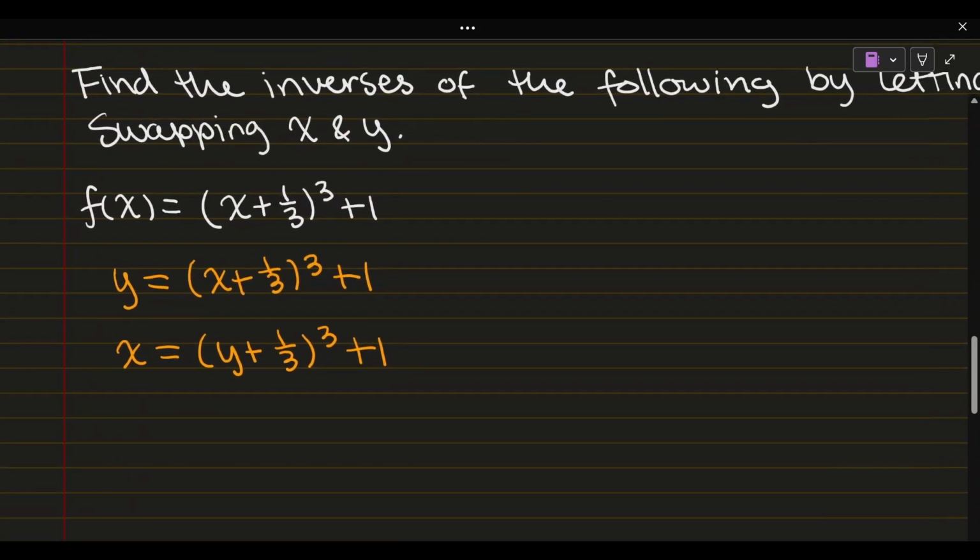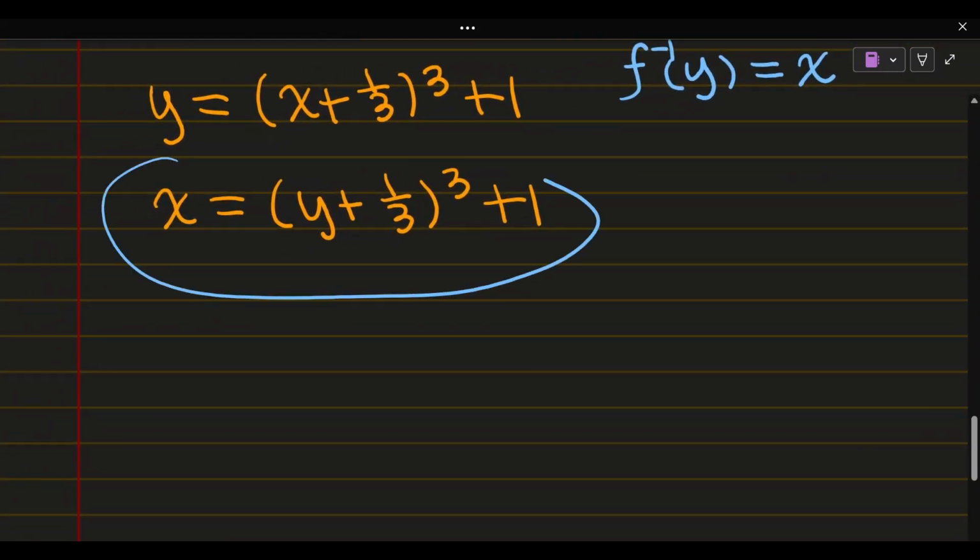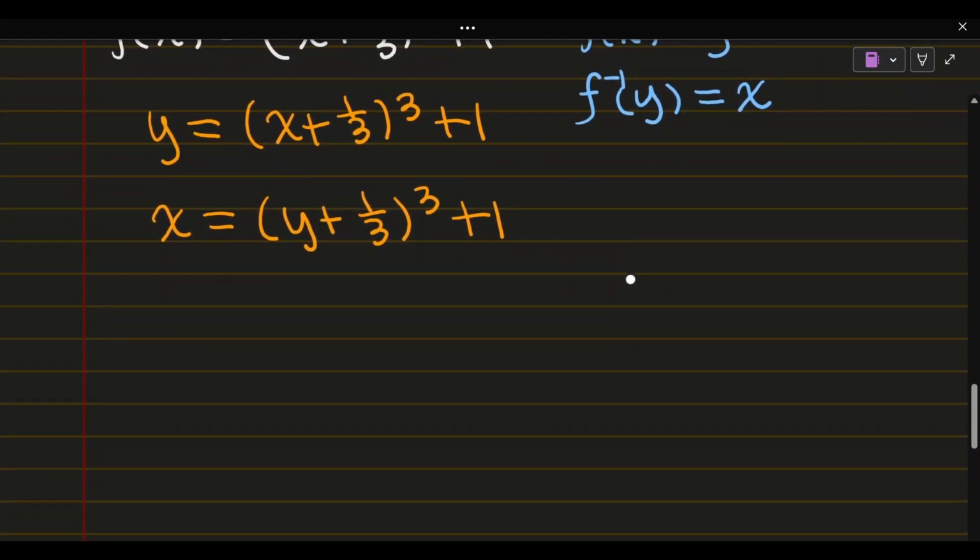So we're using the fact that if f of x equals y, then f inverse of y equals x. This will allow us to solve for f inverse of x in terms of y. So if we solve this second equation where we swap y and x, we'll get f inverse of x as y. So now what we've got to do is solve for y.